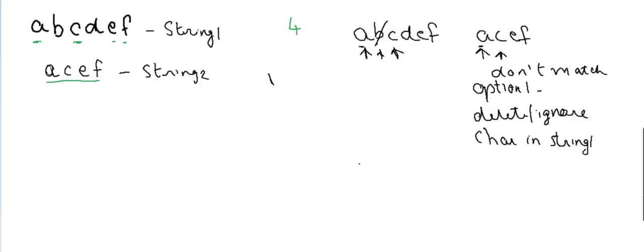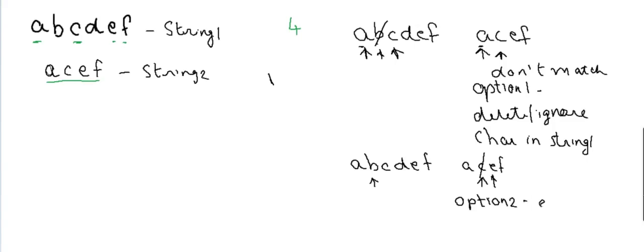Option number 2 is, so we have this string. My pointer is here, and my pointer is here. Option number 2 is I ignore a character in this string and I move this pointer forward, right? So that is my option number 2. Option 2 is delete or ignore the character in string 2.